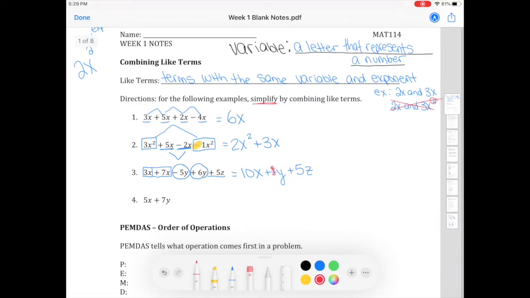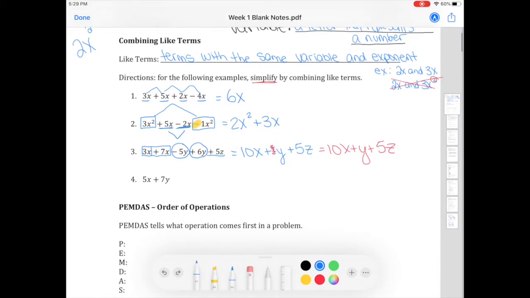Okay, something else you might be wondering about this question is this term right here. You don't have to include the 1 before the number. You could write this as 10x plus y plus 5z. It's the same thing, kind of like the imaginary exponents that we had up here, but it's just the imaginary. It's called a coefficient, the number in front of your variable. Either of those answers is perfectly fine.